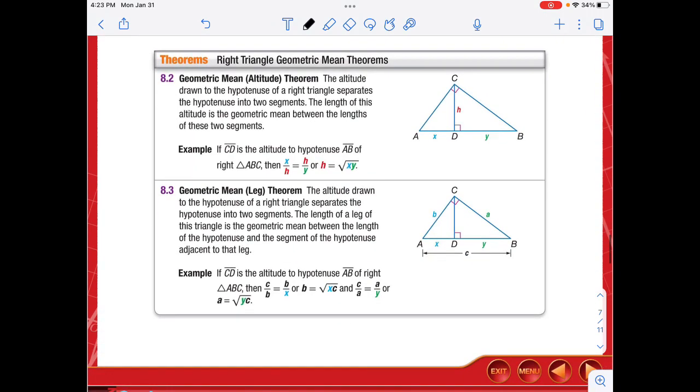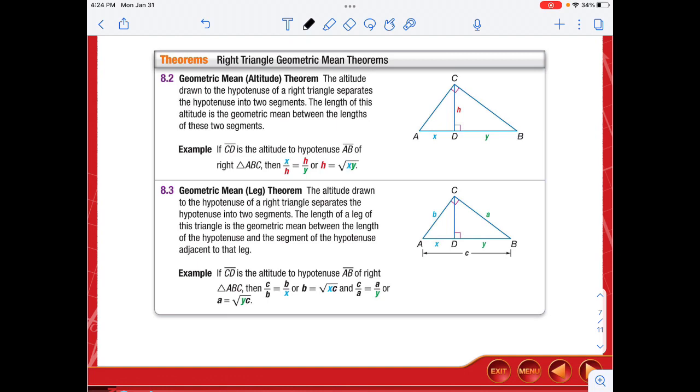All right, now here's the real meat of the lesson, our right triangle geometric mean theorems. So we've previously talked about how you can just set up proportions when you have similar triangles. So you could still do that here. We have 3 similar triangles. You can just find corresponding sides and set up your proportions.